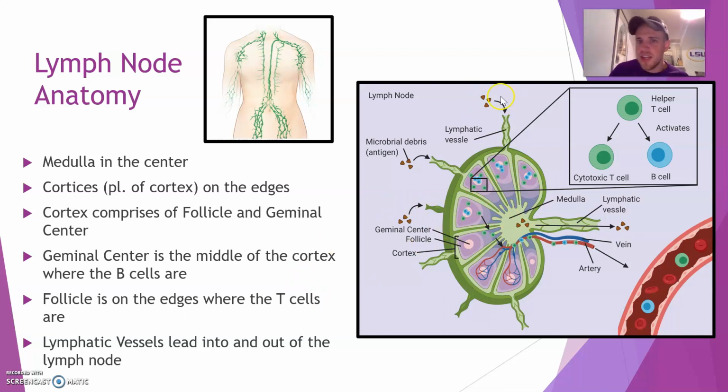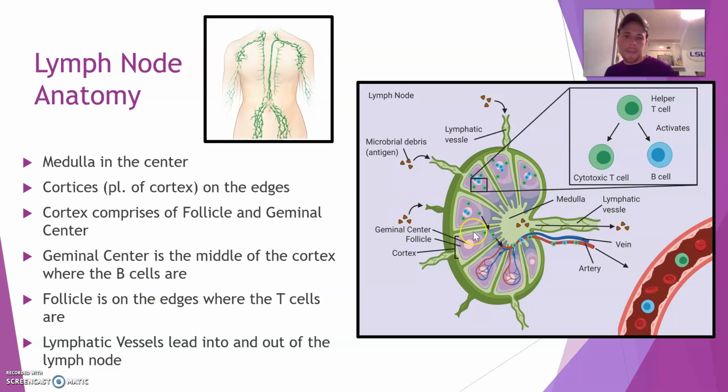Just a side note, you also have these vessels leading into the lymph node, and these vessels contain microbial debris, these antigens, which come in through these vessels and can also exit these lymph vessels as well. Because it's a series of lymph nodes, it can enter one and then exit, and then enter the next one and then exit. So these antigens flow through the lymph node.